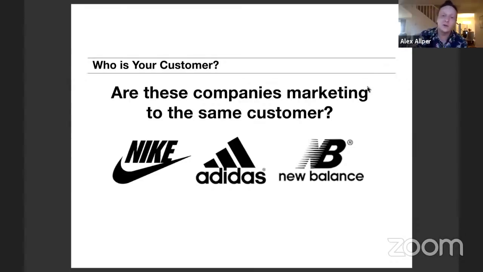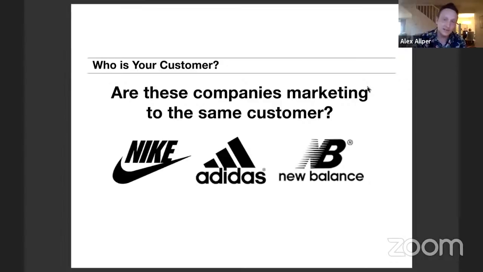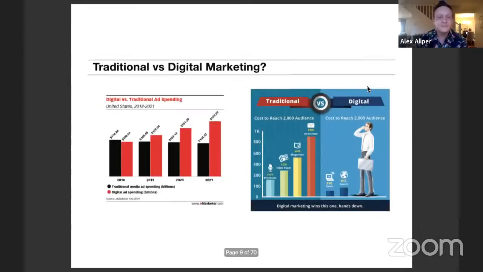So even though each one of these companies are all making athletic shoes, each one is going after a very different customer, because the more you know about your customer, the better you can market to them. Oh, marketing, it's great. All right. Traditional versus digital marketing, you guys. So traditional marketing, ad spend has actually gone down. And in digital marketing, it has gone up. And it is only getting larger.